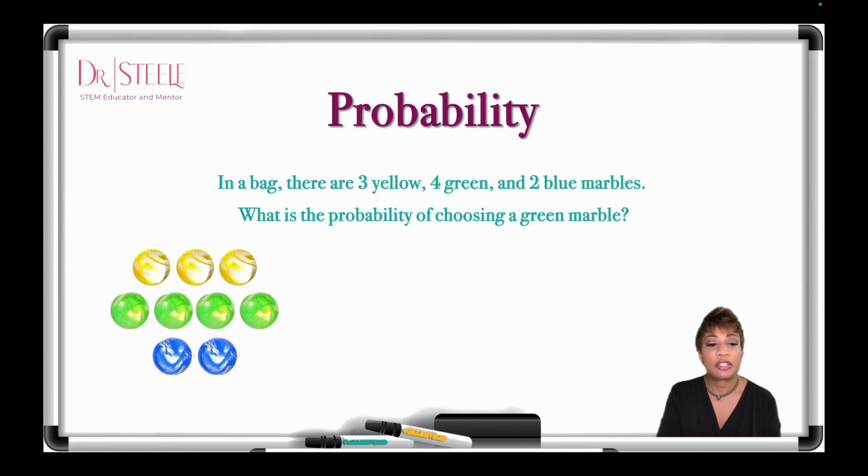All right, so in the picture, we can see that there are 4 green marbles, also in the question. And then we want to count the total number of possible outcomes. And so there are 3 yellow, 4 green, and 2 blue for a total of 9 possible. So the probability of drawing a green is going to be 4 out of 9.